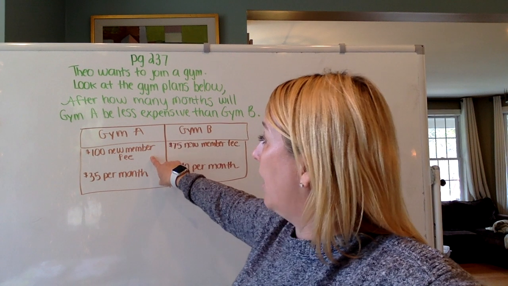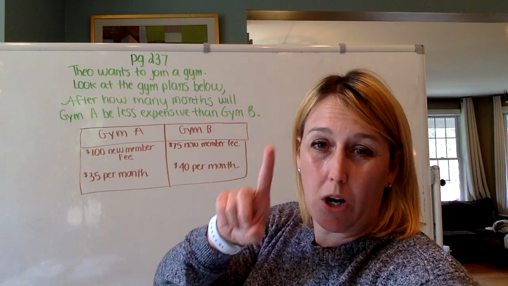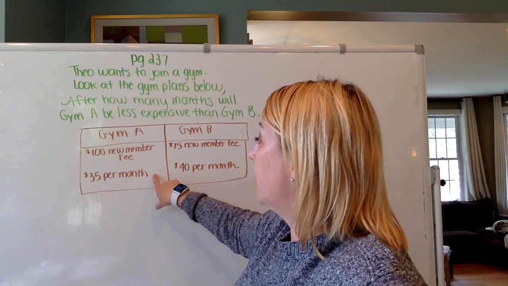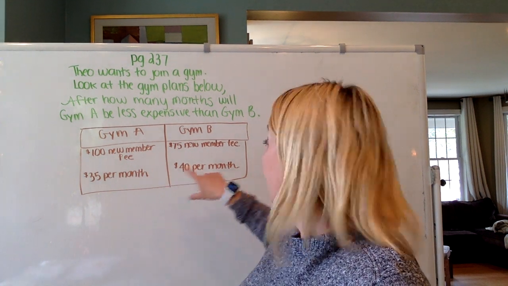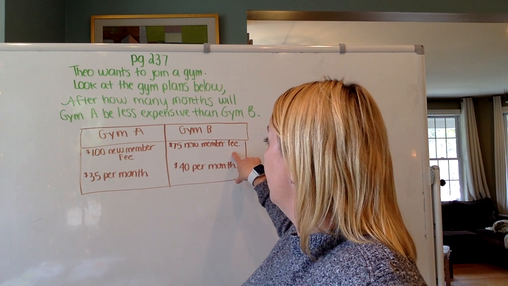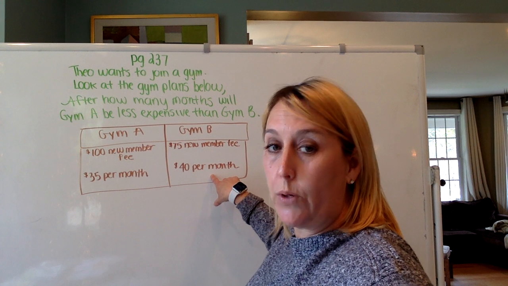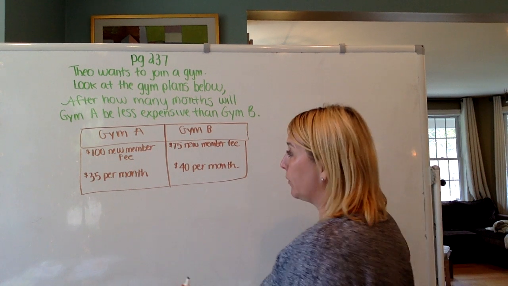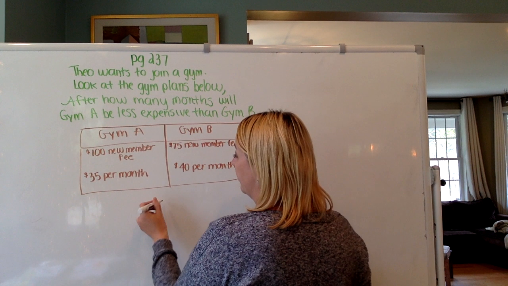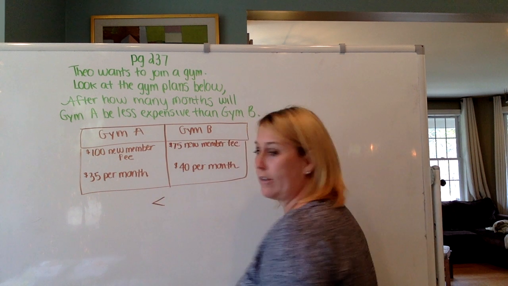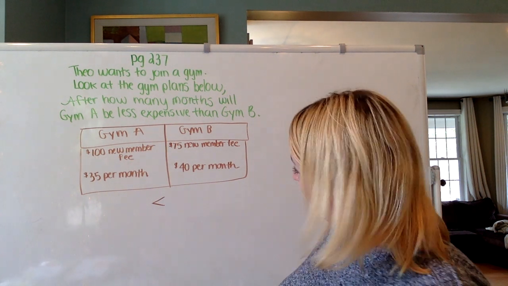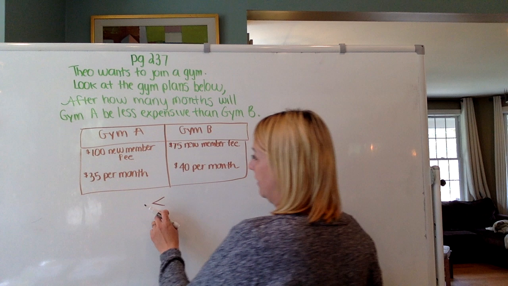So gym A is $100 for the new member fee. That's like your constant, your one-time cost, right? Kind of like we did with the amusement park. But it's $35 per month. Gym B is $75 for a new member fee, and it's $40 per month. So we set up our inequality. We're going to start with gym A being less expensive. So gym A is less expensive, and they don't say equal to, so you're just going to have your less than sign here.